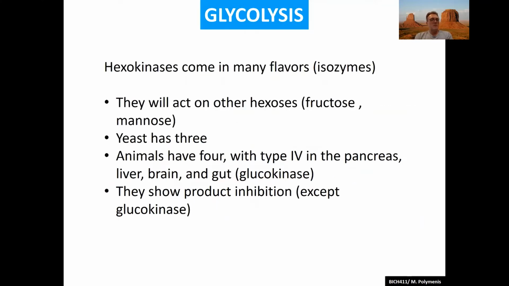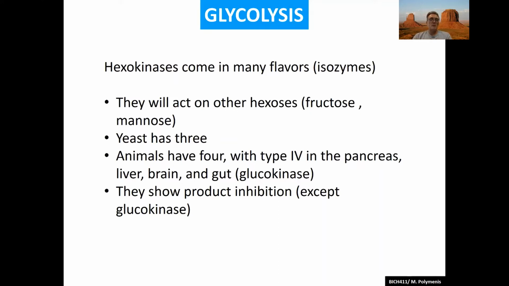There are many kinds of hexokinases. They come in many different flavors. We call them isozymes, of course. And hexokinase can act on other hexoses, not just glucose, as the name implies. So it's not super specific for glucose. It will work on fructose, on mannose. They're all cousins of glucose. There are other 6-carbon carbohydrates.